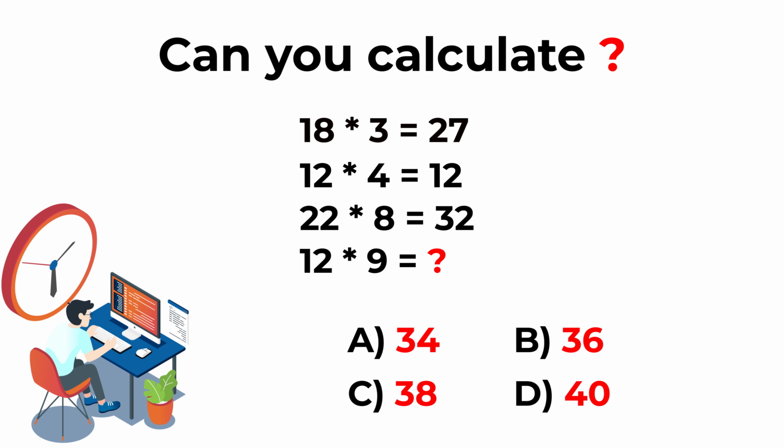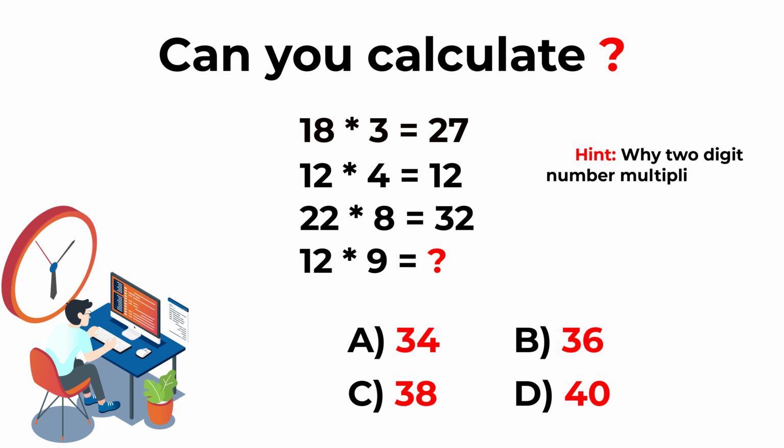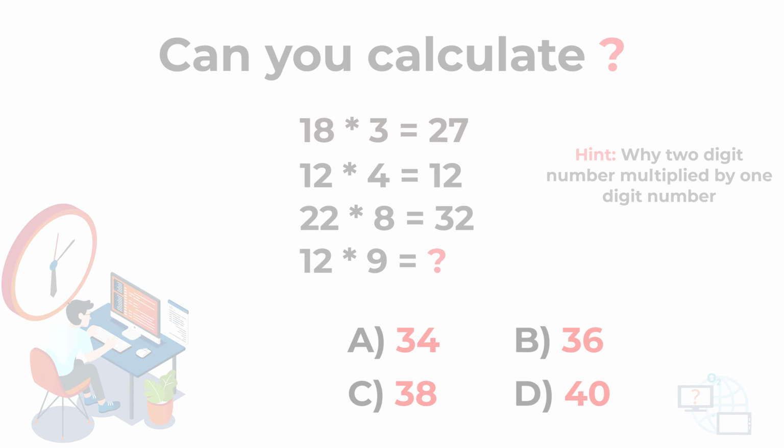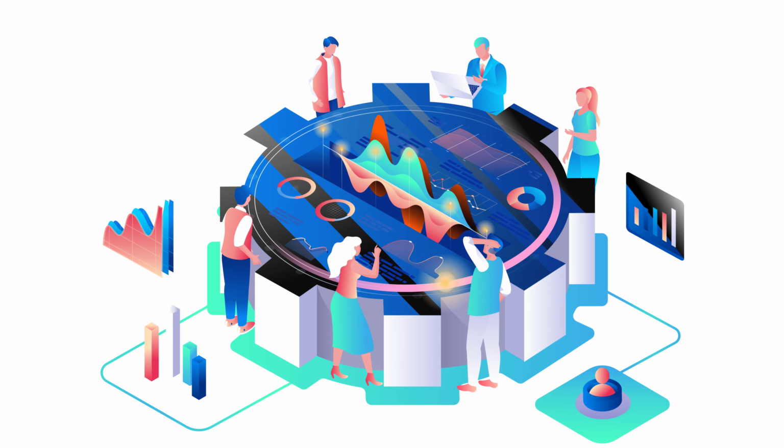I'm going to give you a quick hint. Take a look and see why there is a 2-digit number multiplied by a 1-digit number. How can you make it work to your advantage? Let's go ahead, reveal the answer, and get to the correct solution together.